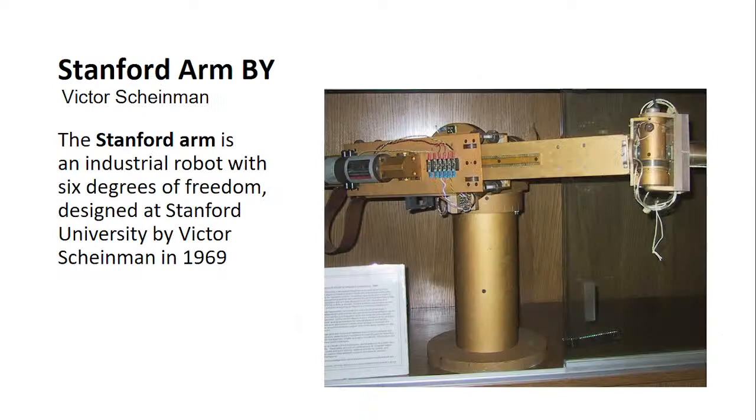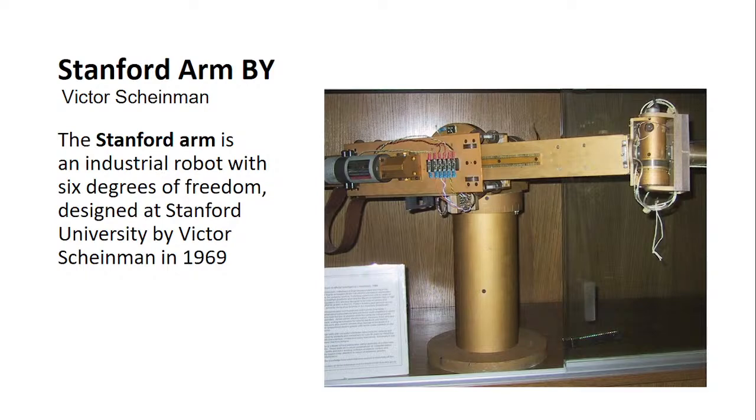This is also another research level project that was created at Stanford University. That's why it's called the Stanford Arm. Stanford Arm, by Victor Scheinman, is an industrial robot with 6 degrees of freedom, designed at Stanford University by Victor Scheinman in 1969. So it has 6 degrees of freedom, so it can move in multiple directions in 3D space. That's why it is more interesting than the Unimate.